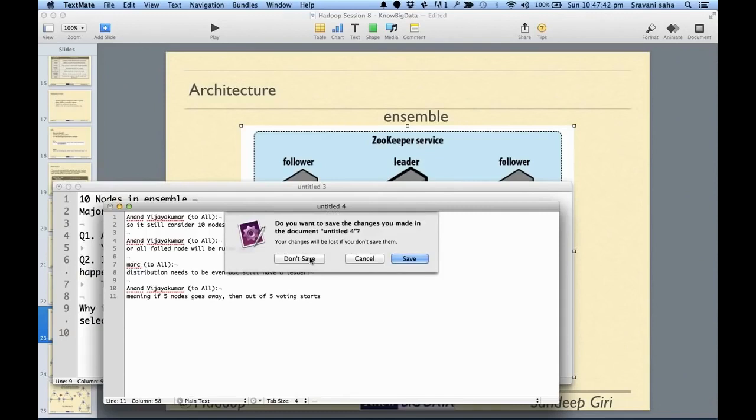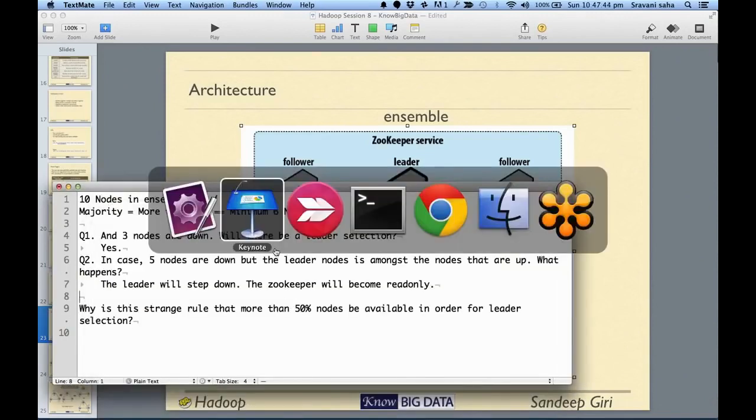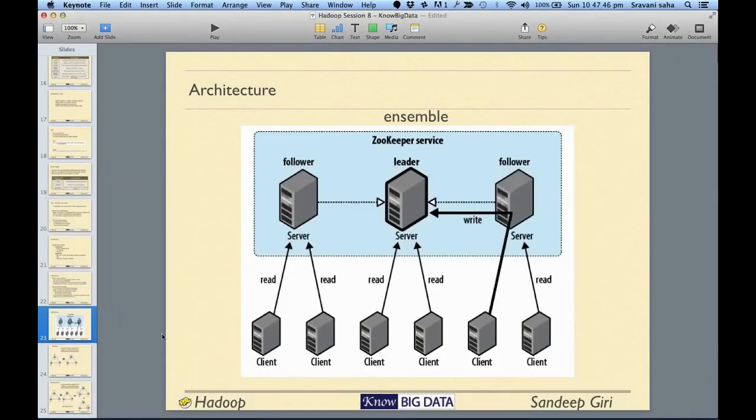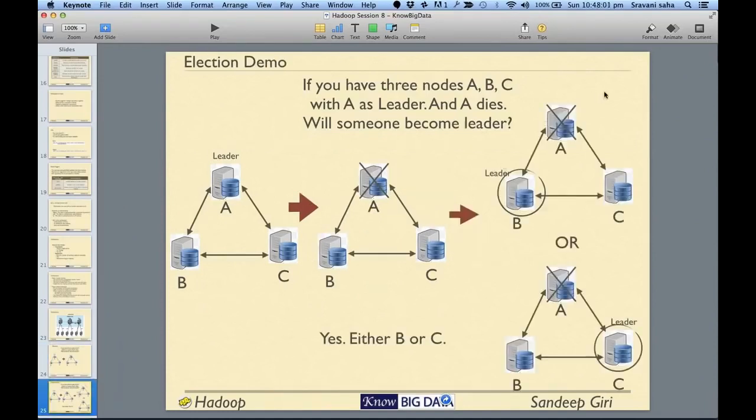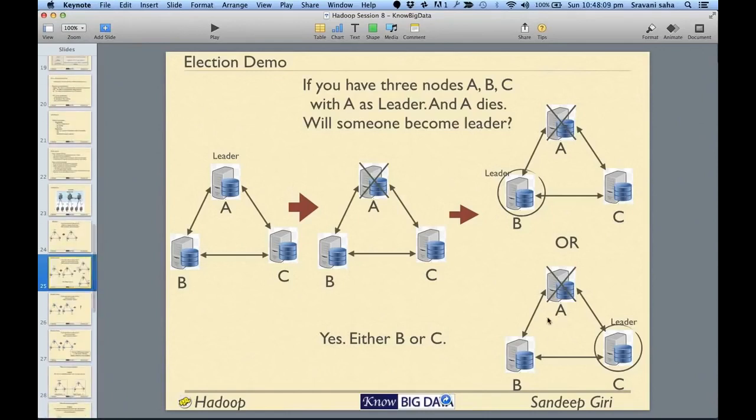All right, so let me answer it. It took me some time to figure that out. So let me just go through a couple of slides. If there was a leader A and the leader got shut down, what will happen next is, you have already answered this question, either B or C will become the leader. This is perfectly fine because 2 out of 3 is more than 50%.